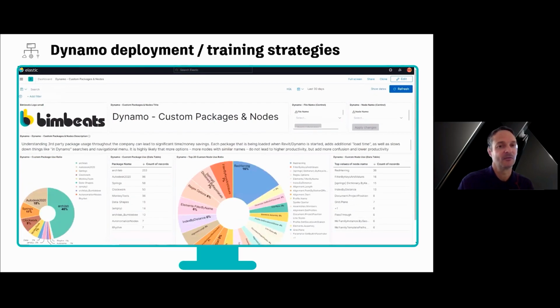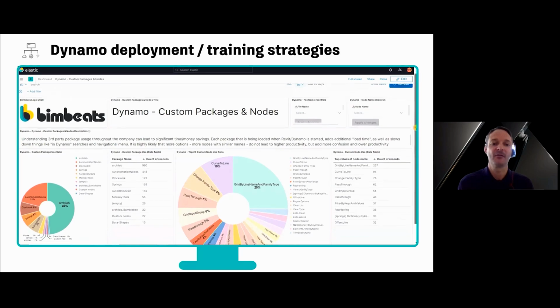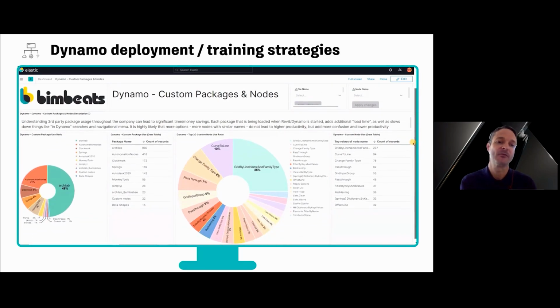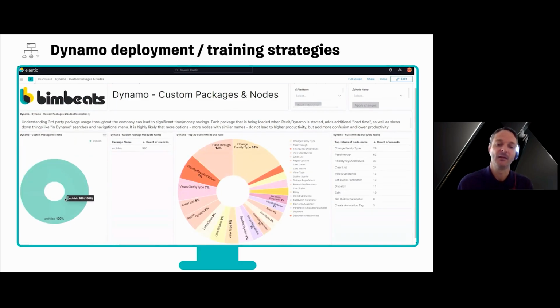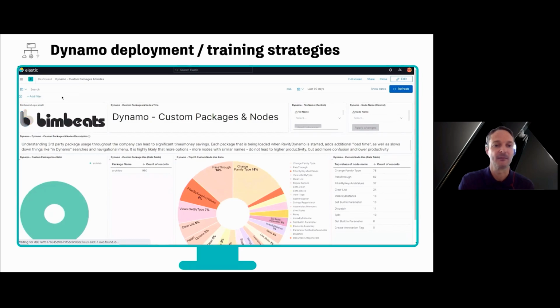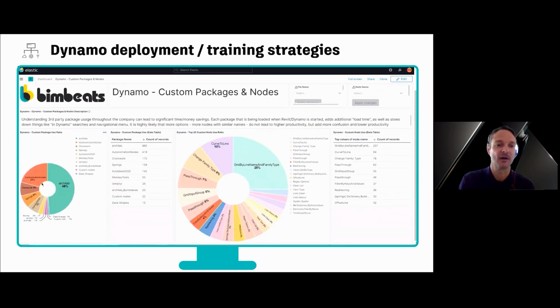And with custom packages, that will help inform our deployment strategy. What are the ones that we want to deploy across the entire organization? Are there certain packages that are only used by certain individuals doing certain tasks? So all of this information is really, really good to minimize the amount of impact that having too many packages loaded on everyone's machine would have, but also inform those training packages or training strategies.